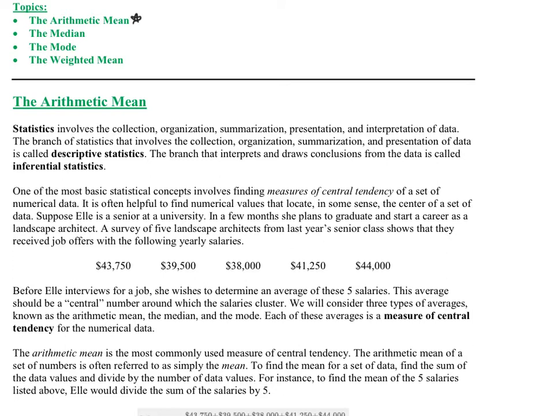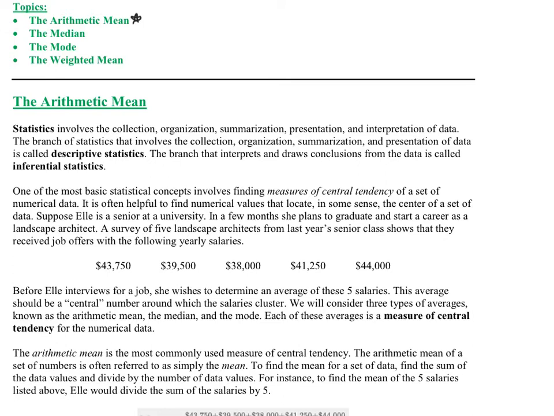It says statistics involves the collection, organization, summarization, presentation, and interpretation of data. The branch of statistics that involves the collection, organization, summarization, and presentation of data is called descriptive statistics, and the branch that interprets and draws conclusions is called inferential statistics. So when we're drawing these conclusions, it's technically called inferential statistics.